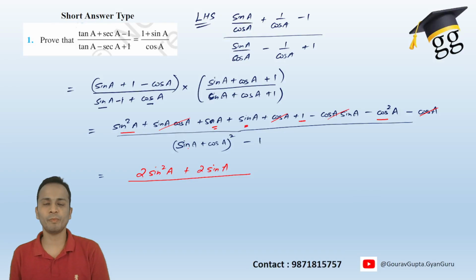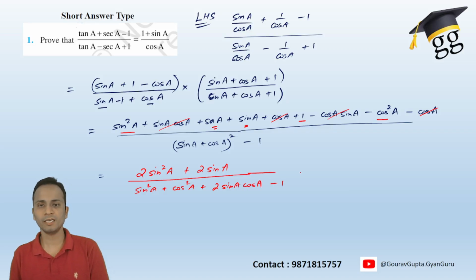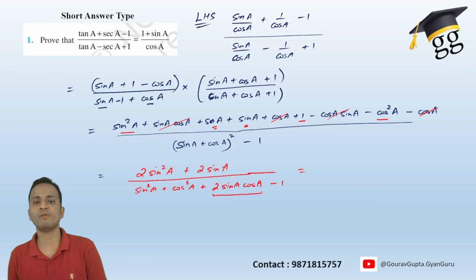Now look at the denominator, (sine A plus cos A) whole square. It can be written as sine square A plus cos square A plus 2 sine A cos A, and then minus 1 as it is. In the denominator, sine square A plus cos square A will become 1. 1 minus 1 will be nothing, it will be 0. So in the denominator, you will be left with only one term, which is 2 sine A cos A.